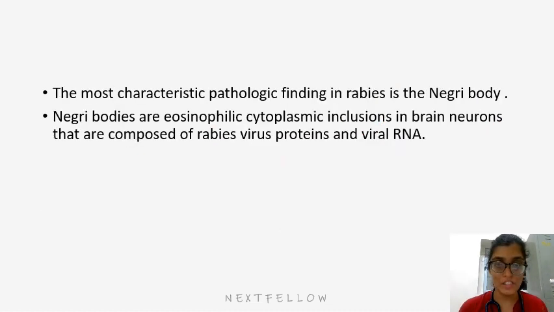The most characteristic finding in rabies is a Negri body. Negri bodies are eosinophilic cytoplasmic inclusions in the brain neurons that are composed of rabies virus proteins and viral RNA.